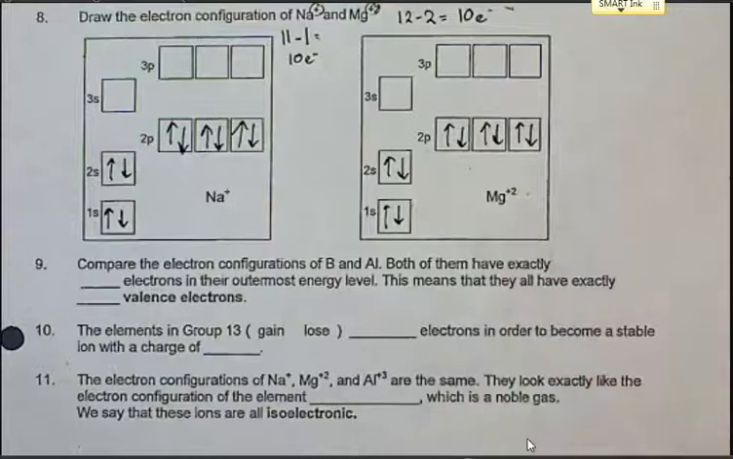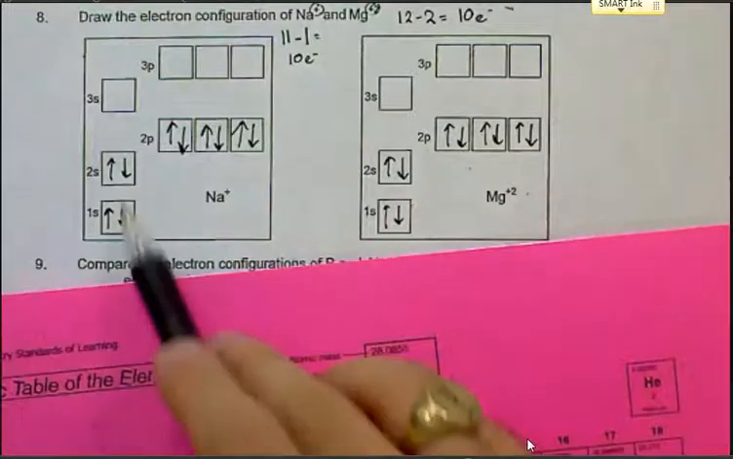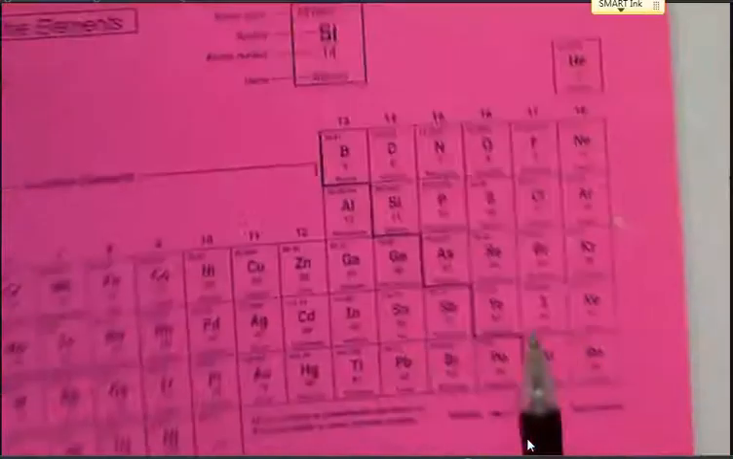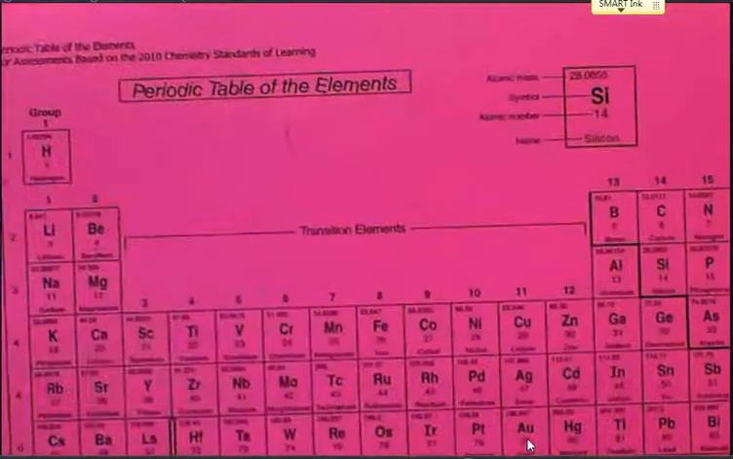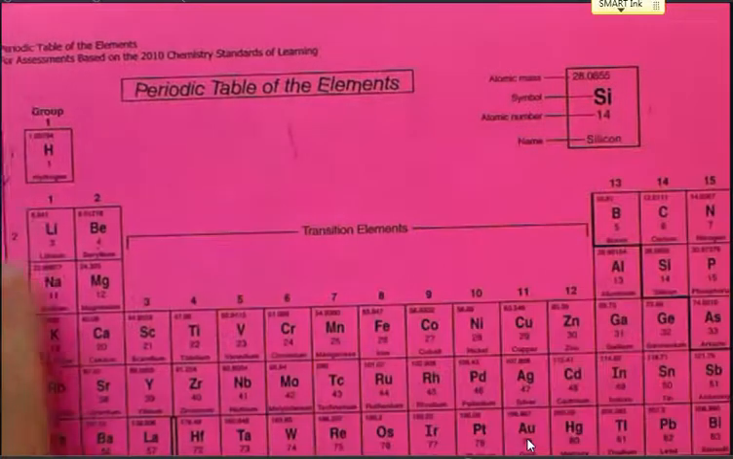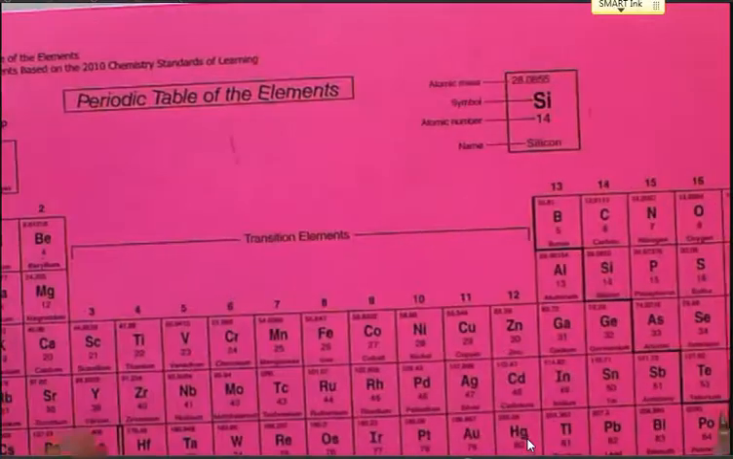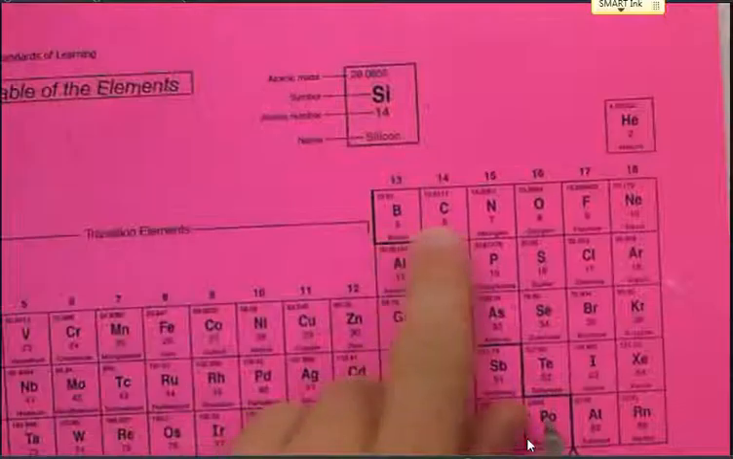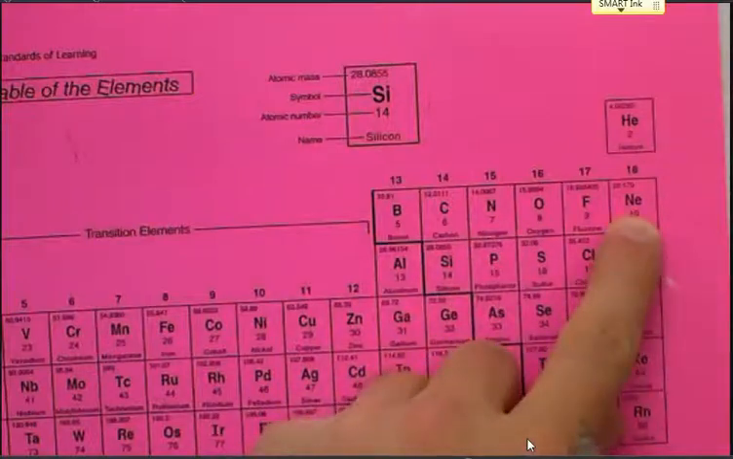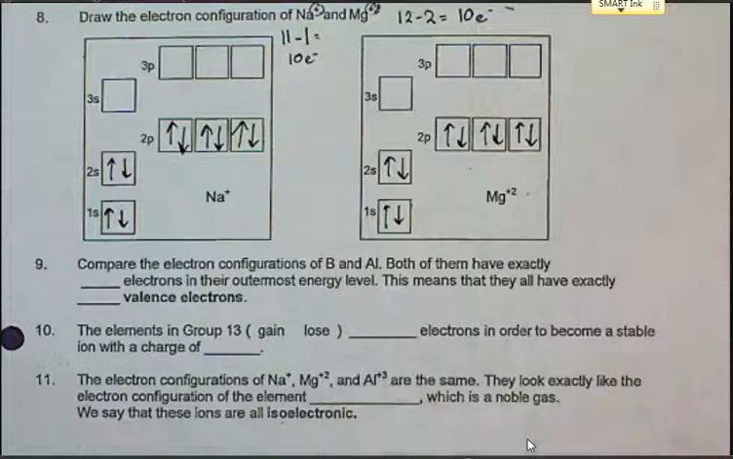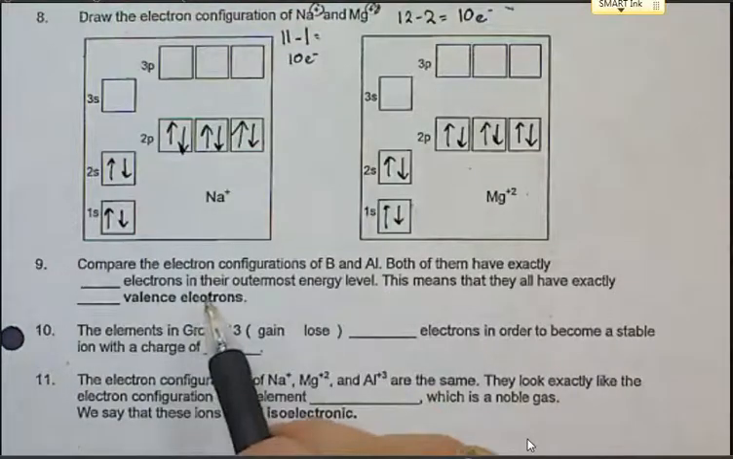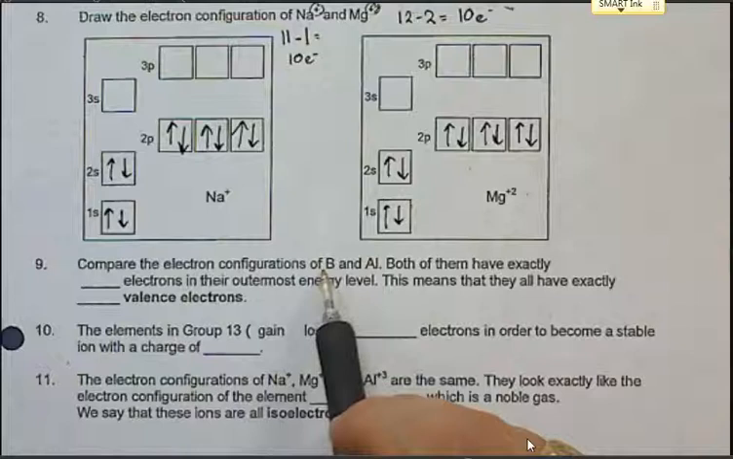And if we're quick, we notice that that 1s2, 2s2, 2p6 will get us all the way up to neon. Follow it. 1s2, 2s2, and 2p6. So both of these atoms are going to end up looking like neon. We're going to try this once more. Compare the electron configurations of boron and aluminum.